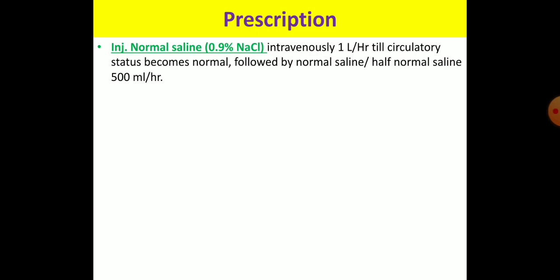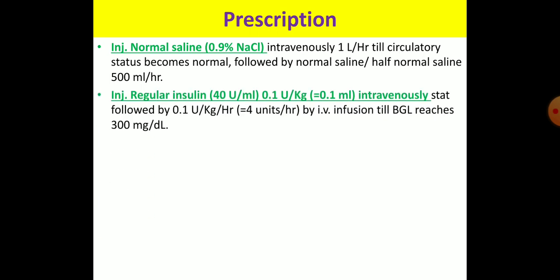And this is the prescription, I will not go into the detail. Injection normal saline 0.9% NaCl. Then injection regular insulin 0.1 unit per kg. Stat.